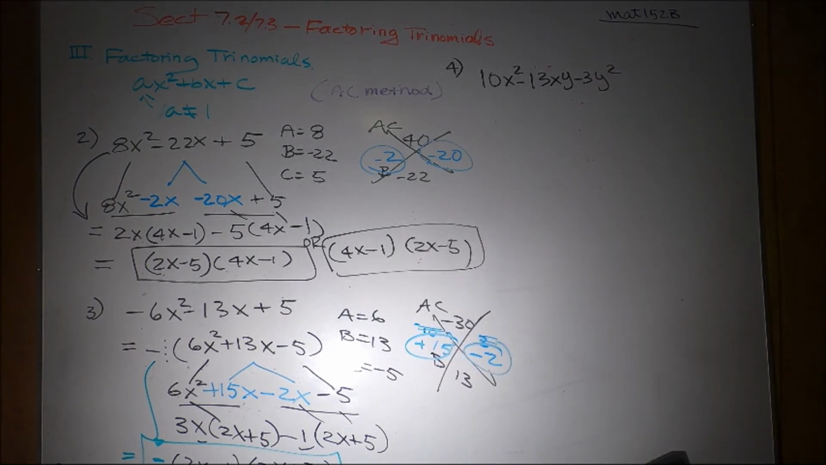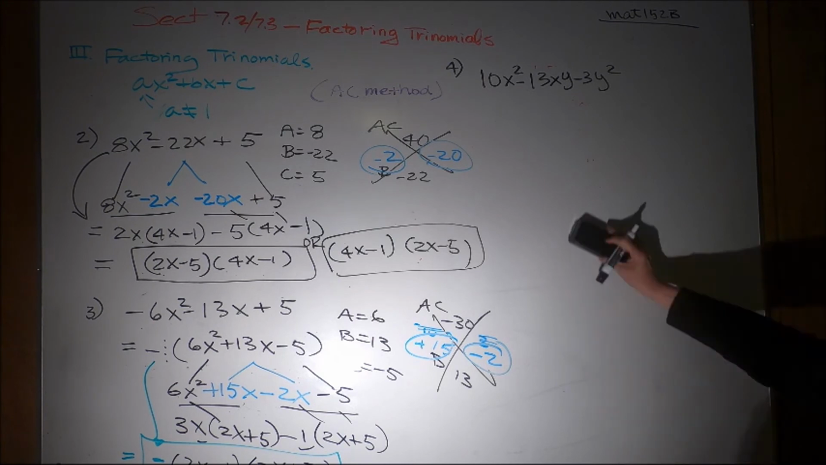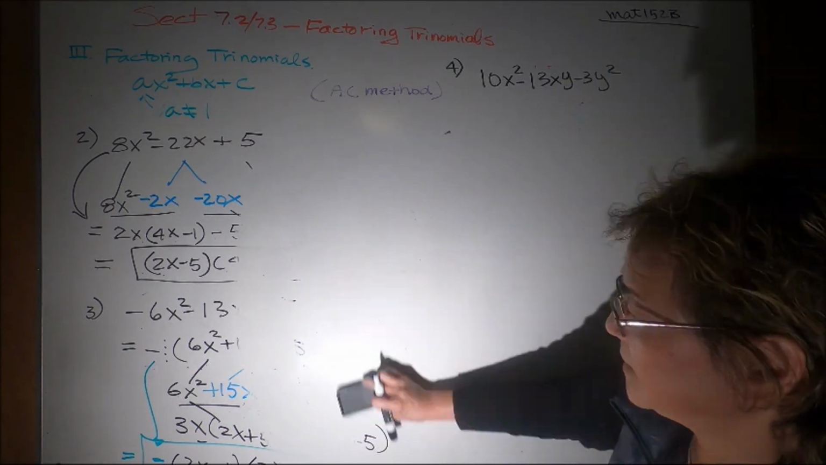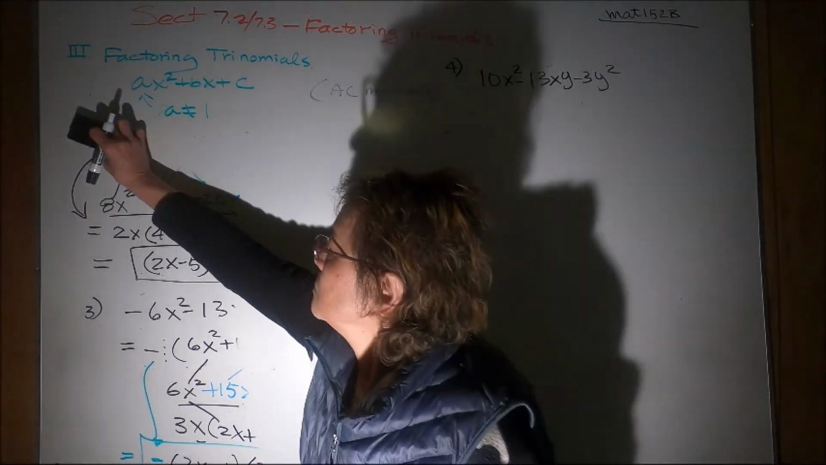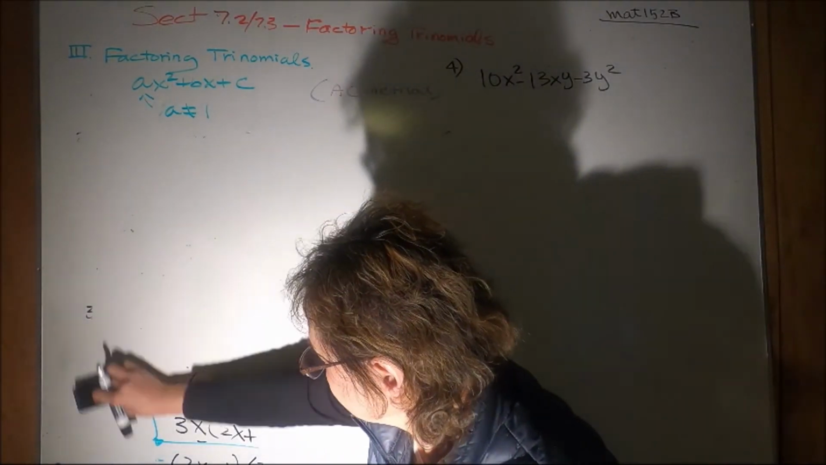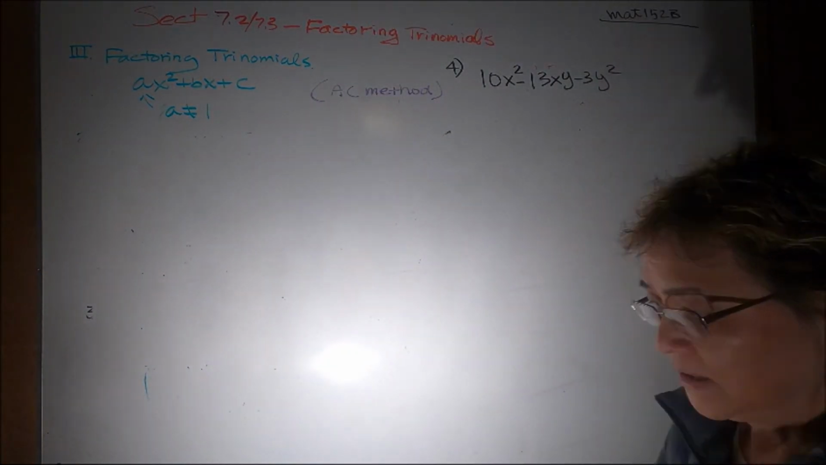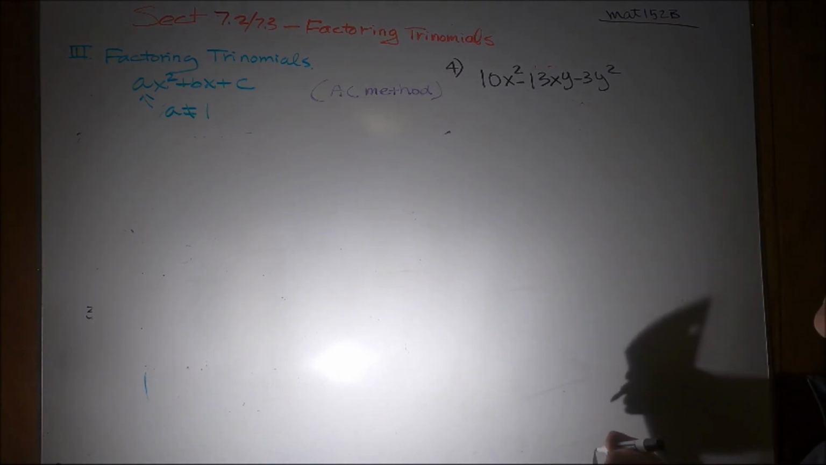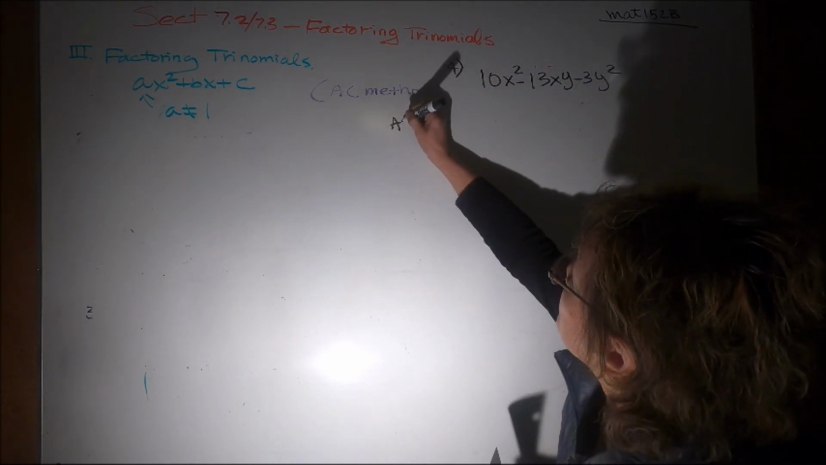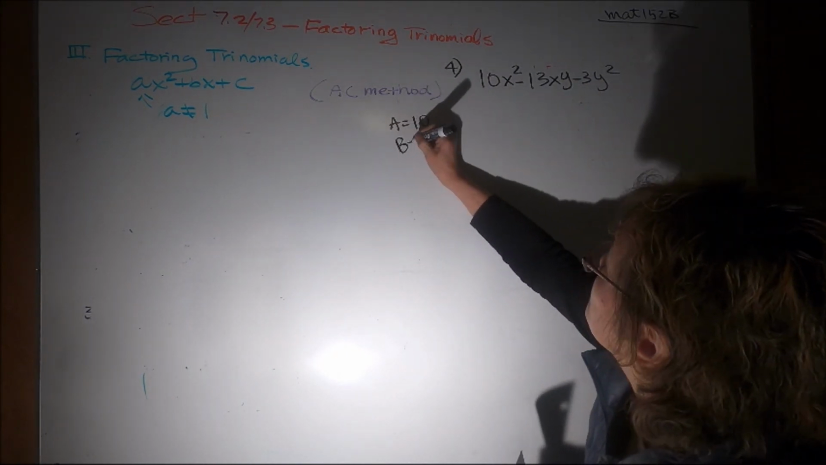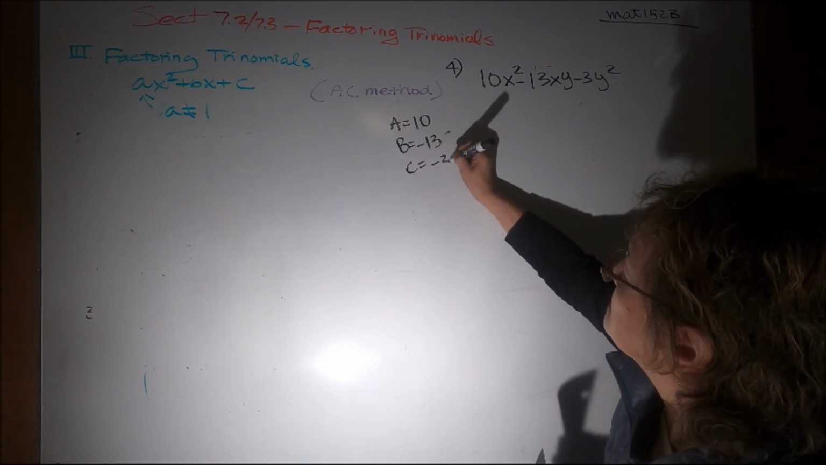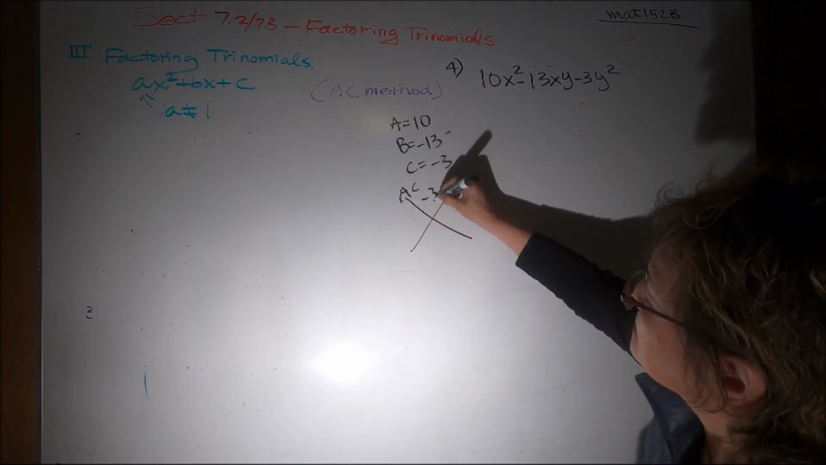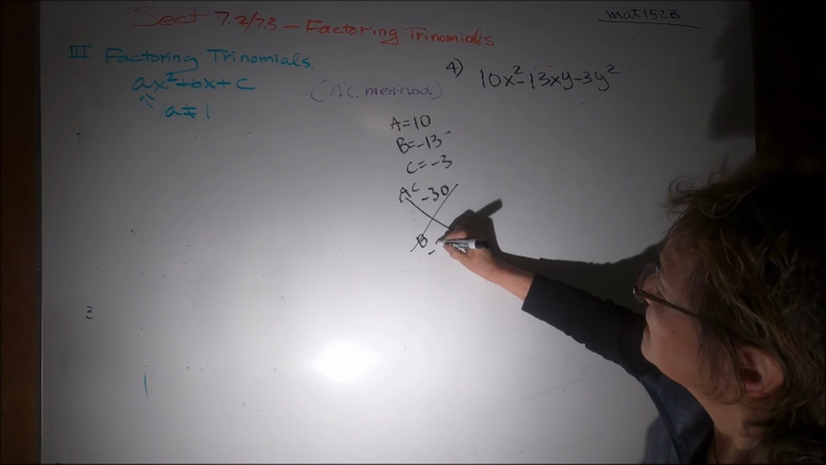For this one, we say, don't worry about the y, because for the purpose of this class, we would do the same thing. Just use AC method, then we fit in the y, okay? So for this one, what's your A? 10. What's your B? -13. What's your C? -3. Then your AC would be what? -30. B would be what? -13.